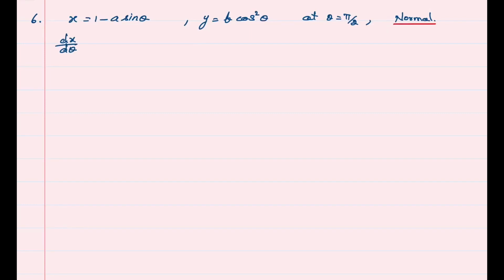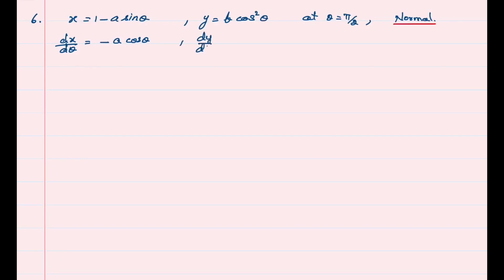Question 6. Find the slope of the normal to the curve x equal to 1 minus a sin theta, y equal to b cos square theta at theta equal to pi by 2. In this question also we have to find the slope of the normal. We have parametric equations. We will find dx by d theta and dy by d theta and divide. Derivative of 1 is 0, minus a times derivative of sin theta is cos theta.